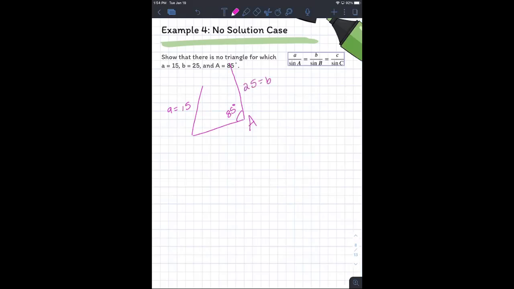You can see that it's already not going to be possible for those to ever meet up, right? So that angle is stuck. So it's not going to be possible for those to meet up. So this is why that one doesn't have any solution, because there's no way for us to draw the triangle. So if there's no way for us to draw the triangle, there's no way for us to use law of sines. Does that make sense? Cool. Okay.